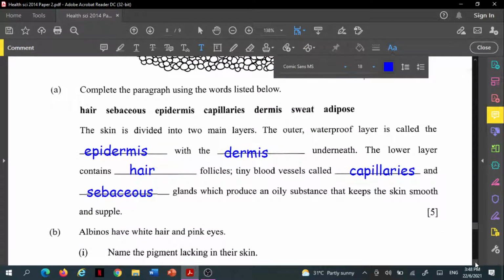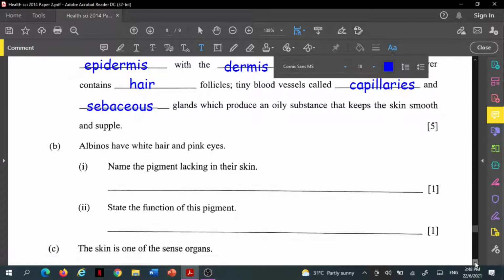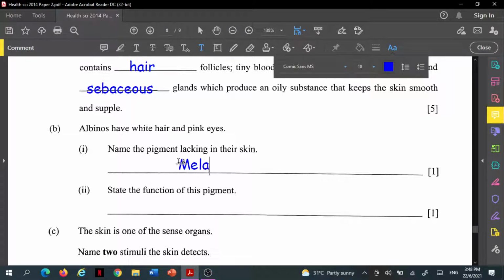All right, so now the albinos have white hair and pink eyes. Name the pigment lacking in their skin, and this is melanin. All right, and now we said state the function of this pigment, and the function of this pigment is to protect the skin. Okay, to protect, I will say protect the body generally, from UV rays, which is ultraviolet rays. Okay, let's say UV radiation. Right, that's the purpose of it, to protect the body from ultraviolet radiation. All right, so great.